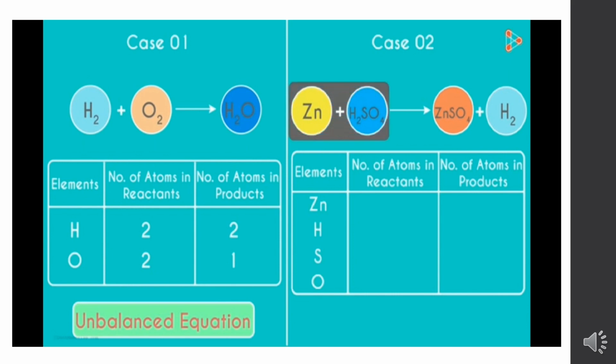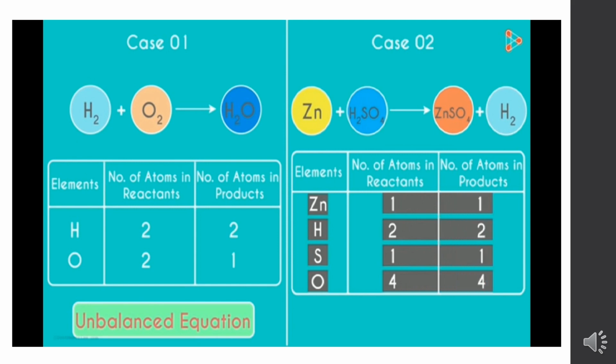Now, can you make a similar table for equation 2? Yes. Now, we will fill the values in table 2. We have elements like zinc, hydrogen, sulfur and oxygen. Now we will fill these in the first column. Zinc, Zn, H, hydrogen, S, sulfur, O, oxygen.